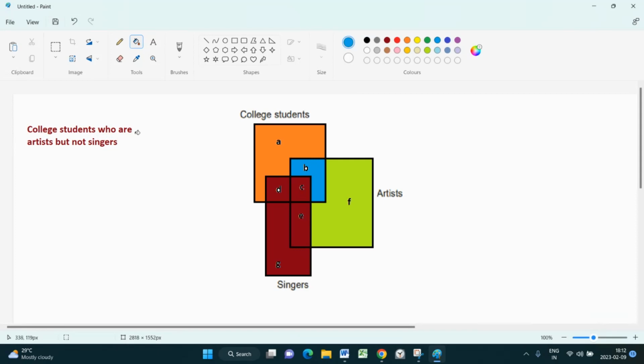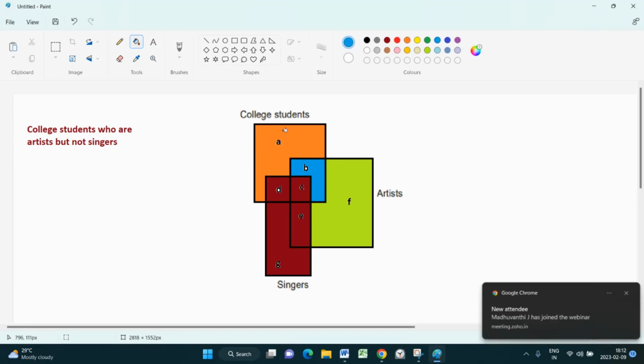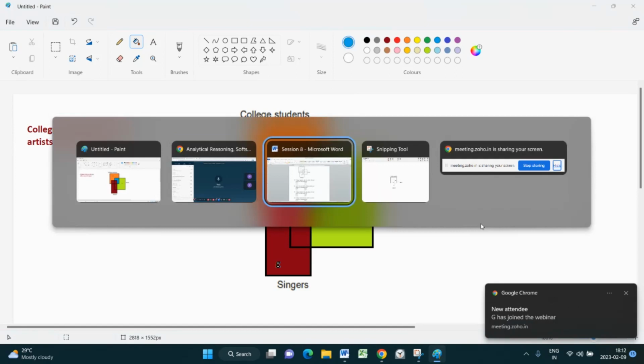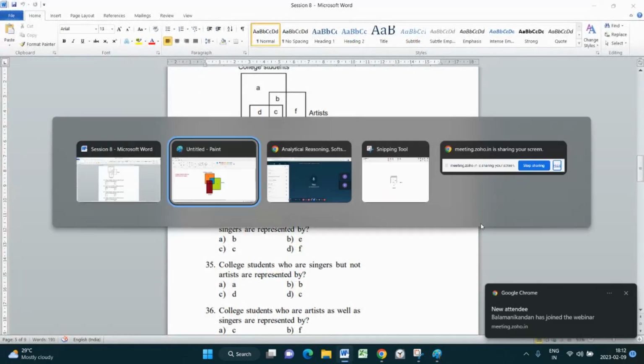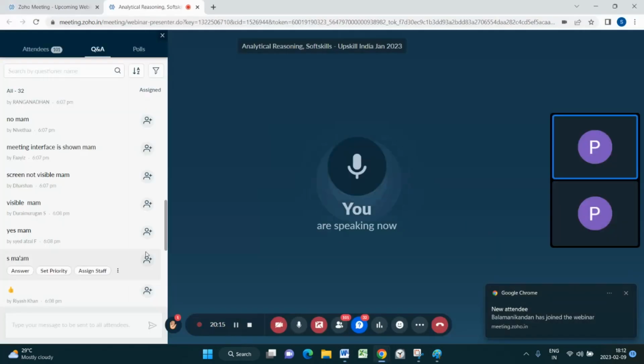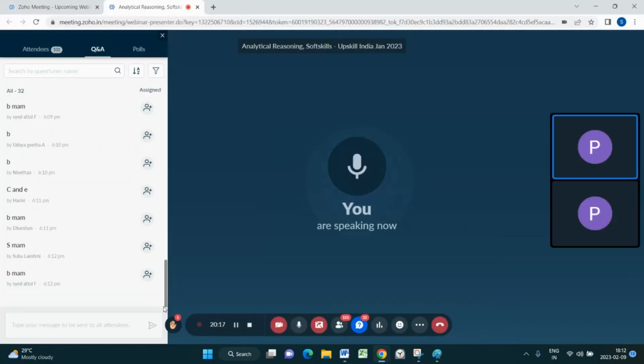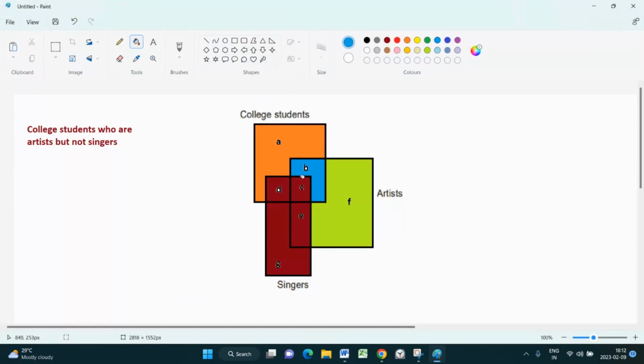So college students who are artists but not singers. The college student in B is a college student as well as an artist, and he doesn't belong to the singers. So what is the answer? What is the answer? B. Very good. Excellent. B is a college student, artist, not singer.